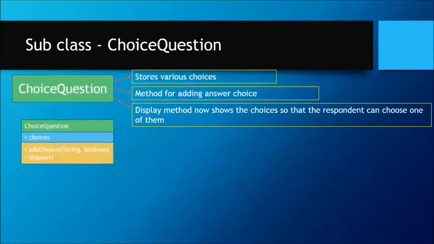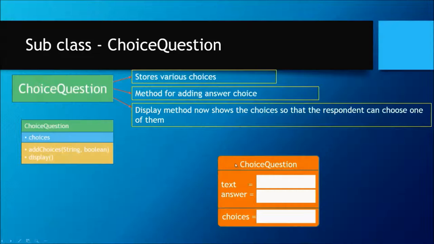Now, when we take a look at the choice question class, we will have choices as our list of different choices, like A, B, C, D. So we can create choices as an array list that will have a list of items for the different choices for the question. And the two methods that the choice question will have is add choices. Now keep one thing in mind, this method is going to have two arguments. One is the string, and one is telling if it's a correct answer or not. So add choices is going to give you a choice and if that choice is correct or not. And then we have the display method, and this method will display the question and the choices both together.